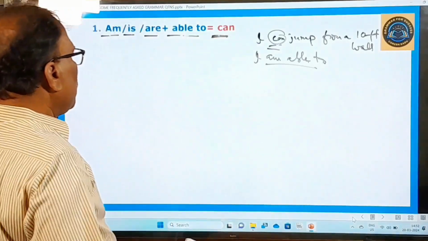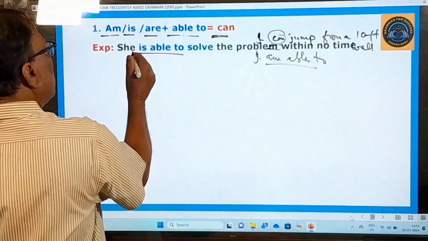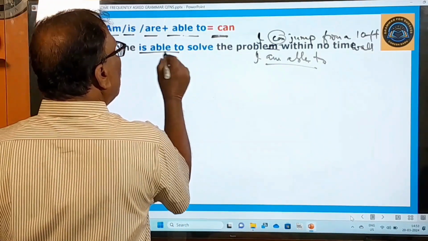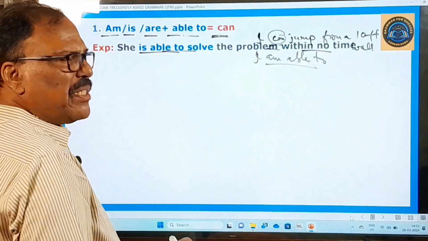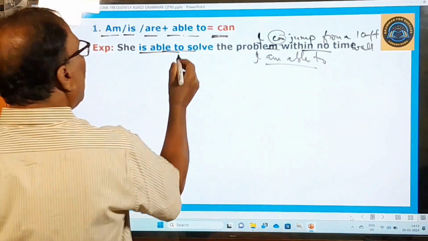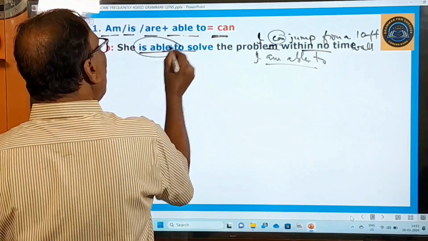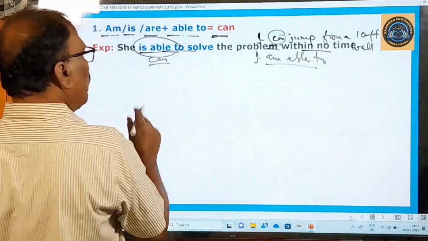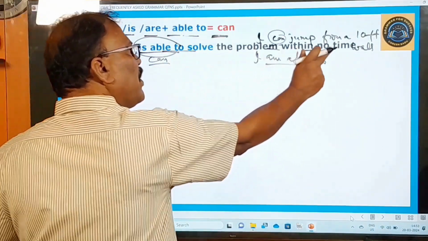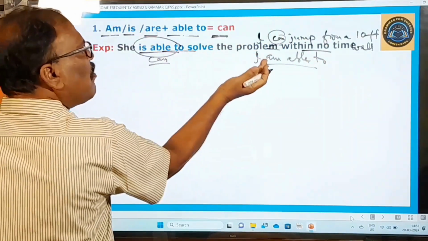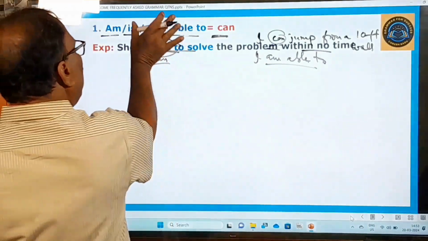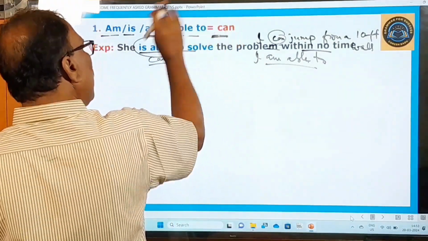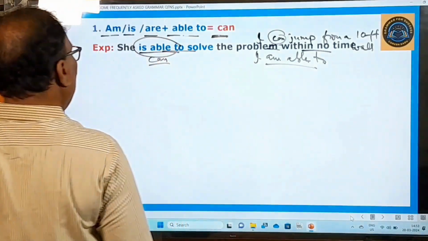So I'll give you some examples to make you understand this. Look at this example. She is able to solve the problem within no time. Within no time, that means as soon as possible, she can solve the problem. She is able to solve means she can solve the problem. You can say she can solve the problem within no time. That is right. She is able to solve the problem within no time. That is also right. So that's why these are equivalent to can. Okay. Go to the next example.